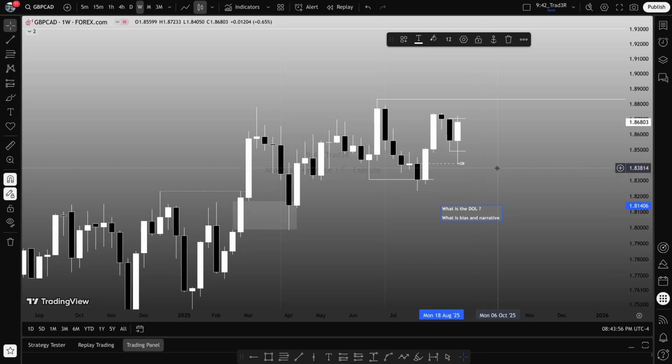Bias meaning where is price going? Are we bullish or are we bearish? Or are we consolidating, like in a range? Then the narrative is why am I bullish and why am I bearish? So for this particular trade review, I'm bullish because price is respecting old lows and breaking above the previous candle highs to the upside, and we are also respecting bullish key levels and disrespecting bearish key levels.